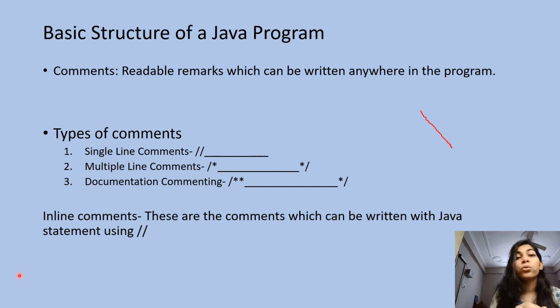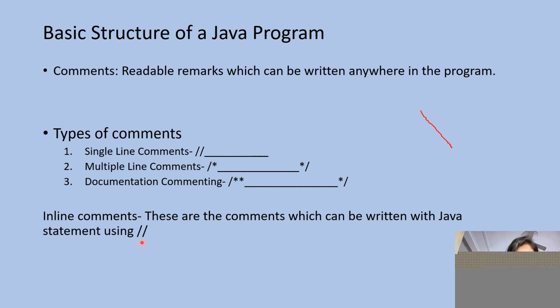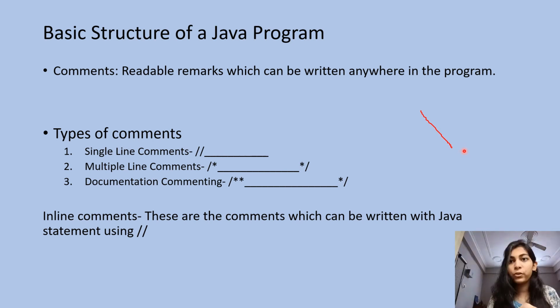There is also something known as inline comments, which can be written along with a Java statement using again simply two forward slashes. Again, this is a forward slash and this is a backward slash. You will use both of them at some instances. This is used for comments. This will be used for other purposes about which we will learn in the further chapters. All right. Okay, let's move further.